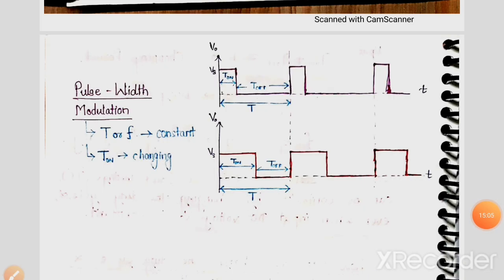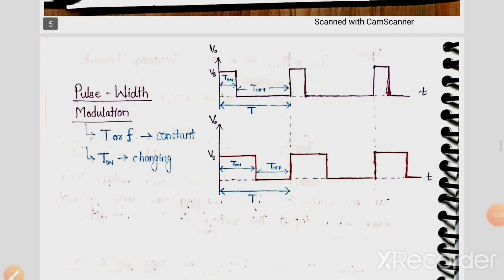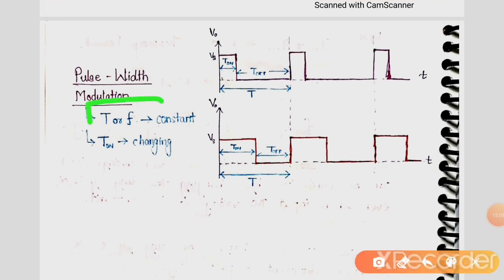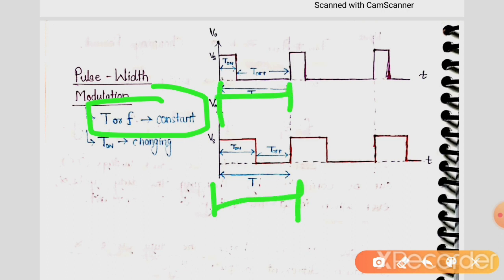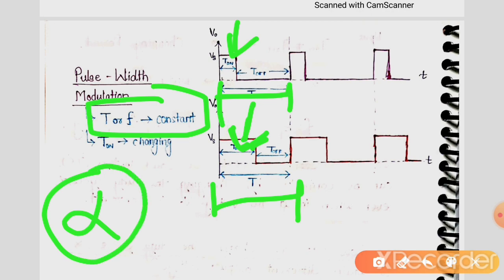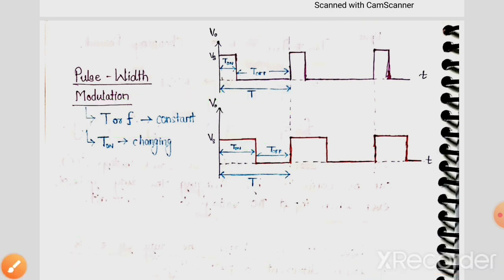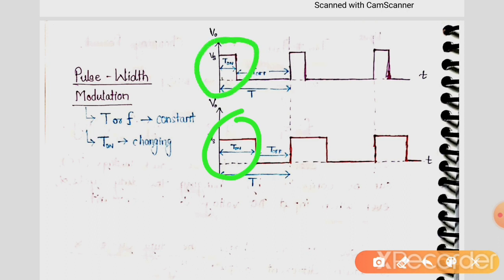We can see the frequency or the time period of the chopper is kept constant. The time period is constant in both the cases, but the turn on time of the switch is changed here to obtain different values of alpha, and hence we obtain different values of output voltage. And since by changing this turn on time the width of this pulse is changing, that is why it is also known as pulse width modulation.